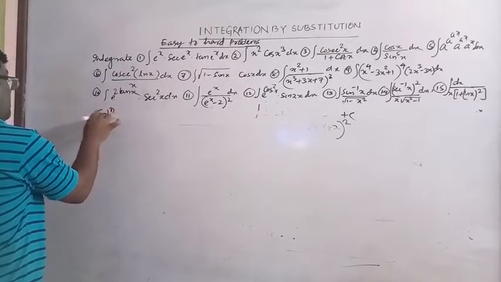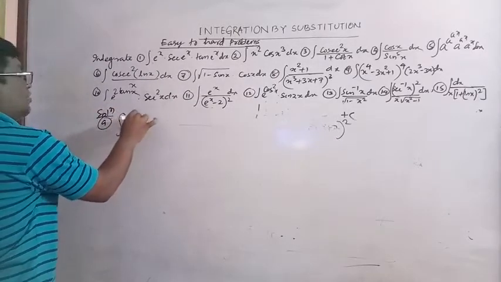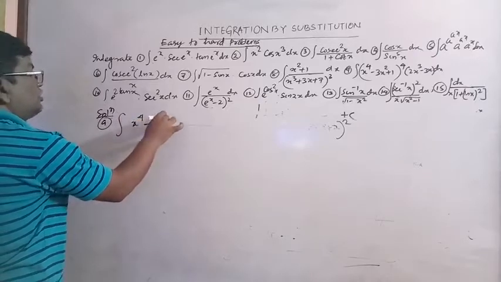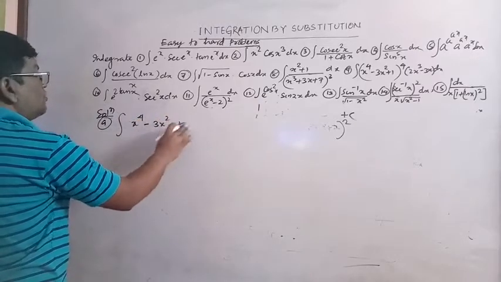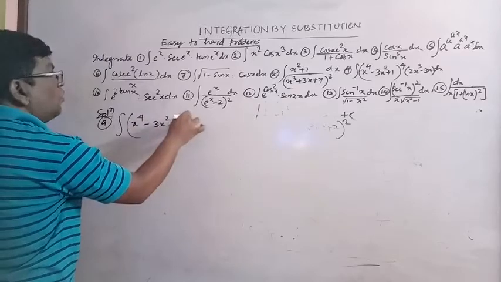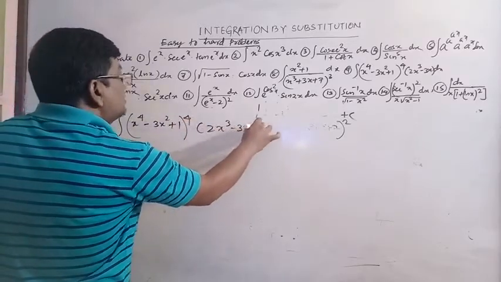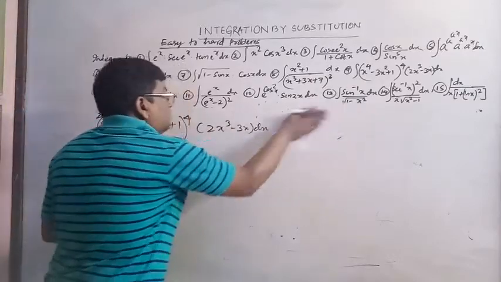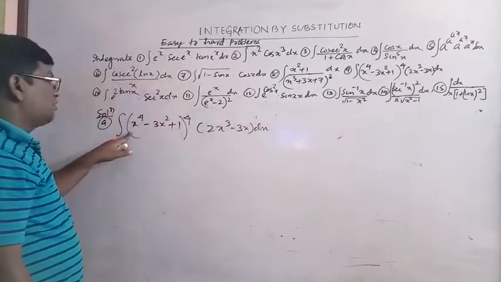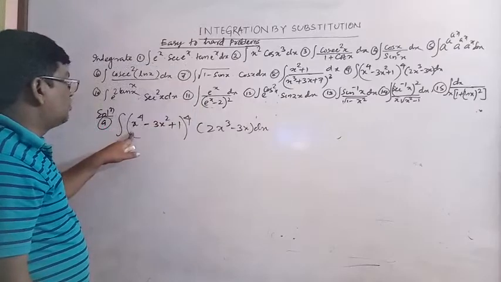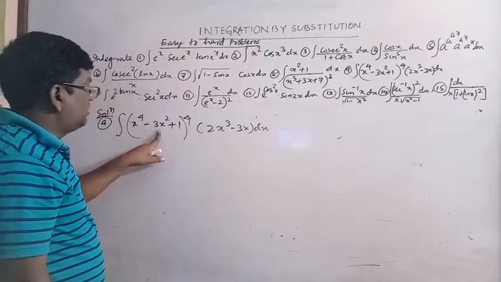Solution of question number 9. The integral is (x^4 - 3x^2 + 1)^4 times (2x^3 - 3x) dx. Clear? So what is the derivative of this? The derivative of x^4 is 4x^3, and the derivative of 3x^2 is 6x.